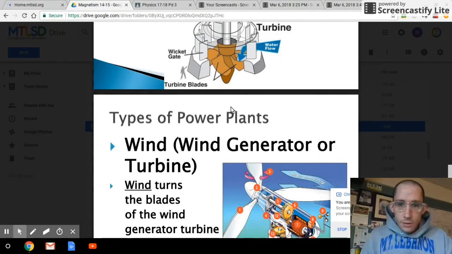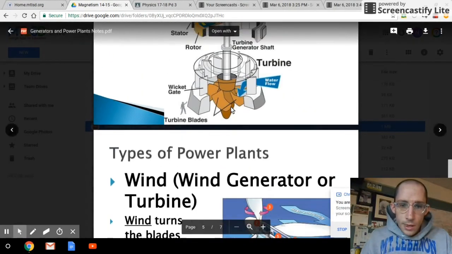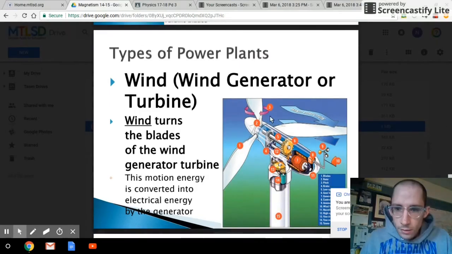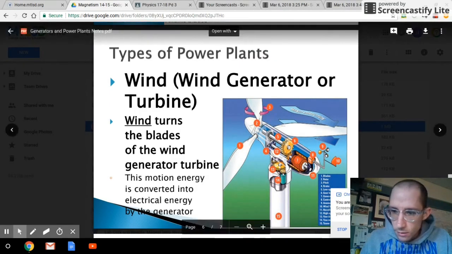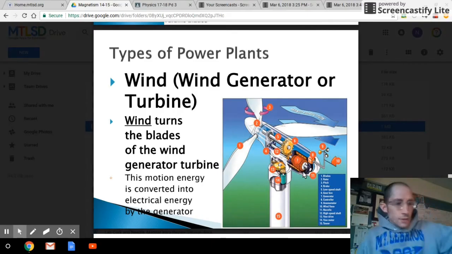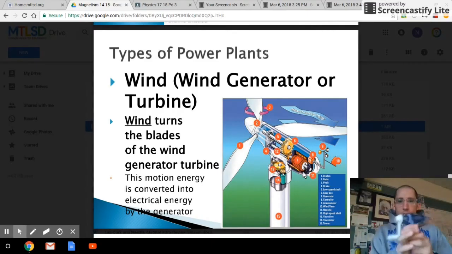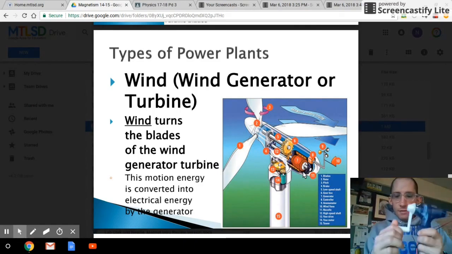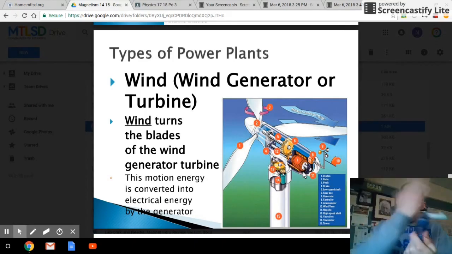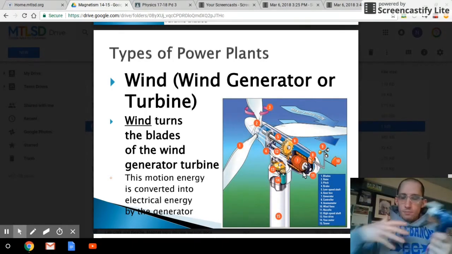This moves the wire through the magnetic field and you get your electricity generation. Wind generators are just like hydroelectric, except instead of water spinning the blades of the generator turbine, you have wind. Wind causes the blades to rotate, which then rotates the shaft by gearing, moves the wire through the magnetic field, and you get your electricity generation. It's quite literally like this, except instead of having this handle here rotating that way, you just put some blades on here and get wind to move it.